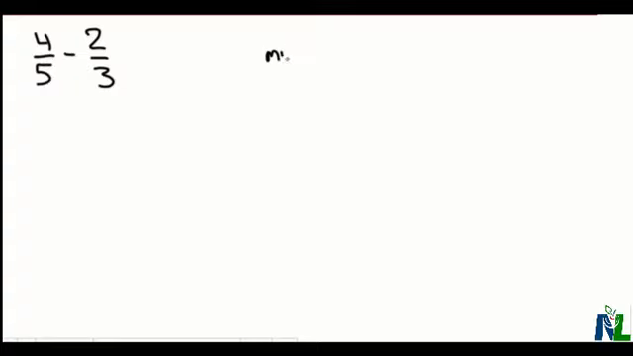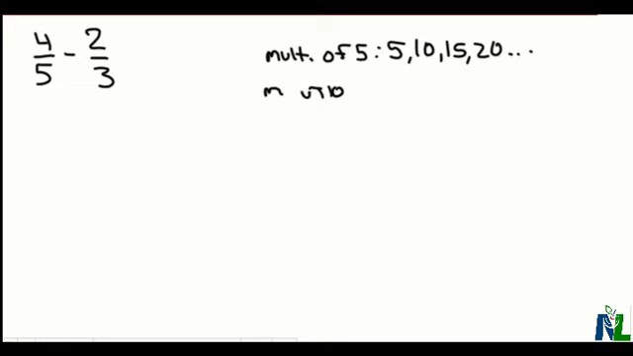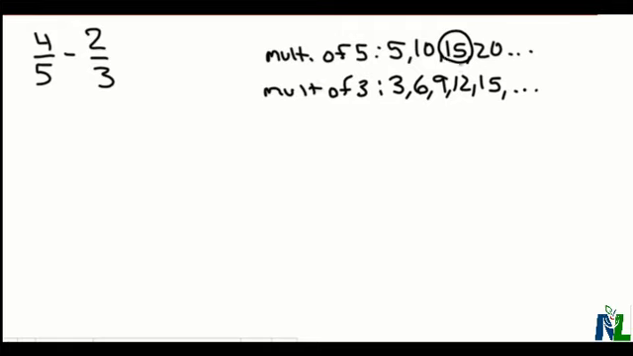So we write out the multiples of 5, which are 5, 10, 15, 20. And we write out the multiples of 3, you get 3, 6, 9, 12, 15, and you should now see that 15 is the lowest common multiple.